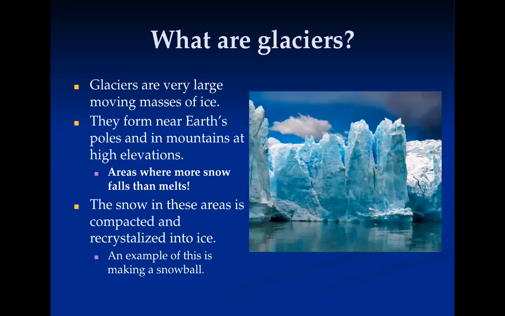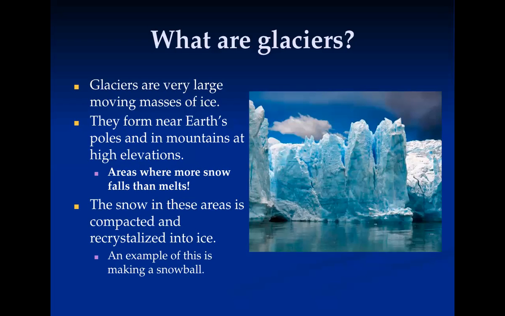Okay, all right. So the next thing we're going to talk about is glaciers, and we've mentioned glaciers briefly when we talked about climate and climate change. Okay, the glaciers melt due to global warming, and what happens to the sea levels? They rise. Okay, so what are glaciers? Glaciers are very large moving masses of ice. They form near Earth's poles, north and south, okay, and in mountains at high elevations.